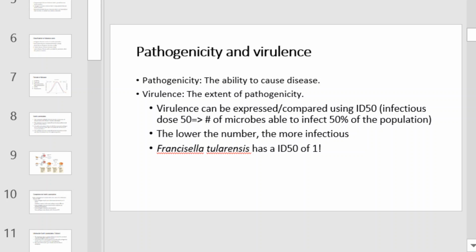Pathogenicity and virulence. Pathogenicity is the ability to cause disease, while virulence is the extent of pathogenicity. Virulence can be expressed or compared using an ID50 measurement. ID50 stands for infectious dose. The infectious dose is the number of microbes that are needed to infect 50% of the population. The lower the number, the more infectious.